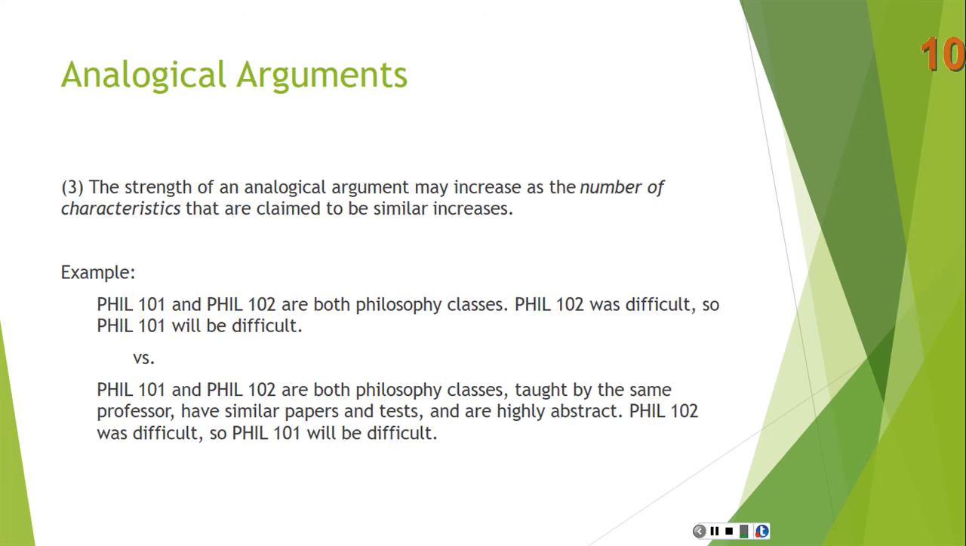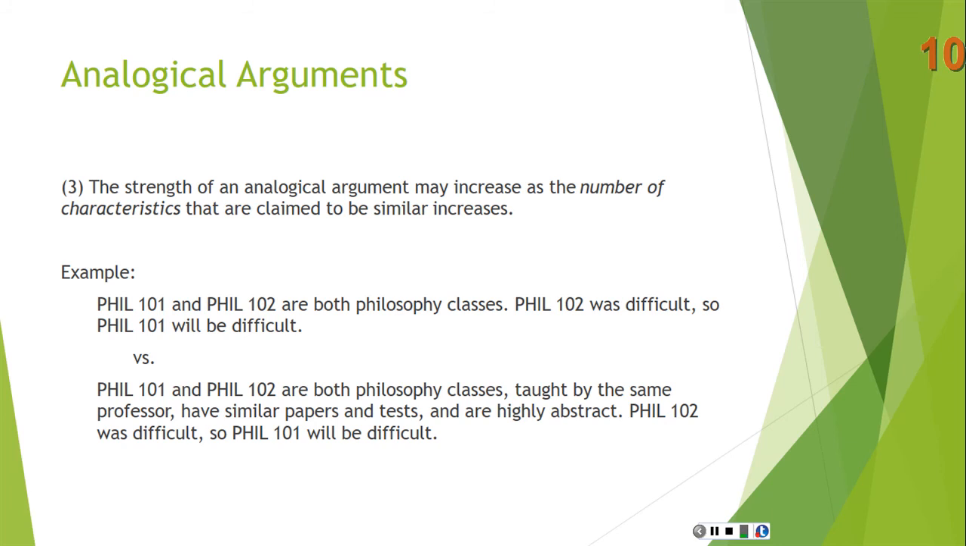Okay, the strength of an analogical argument may increase as the number of characteristics that are claimed to be similar increases. So with 1 and 2, we were dealing with the objects being compared. Now we are dealing with the characteristics that are claimed to be similar. So as the number of characteristics that are similar increases, the strength of the analogical argument may also increase.